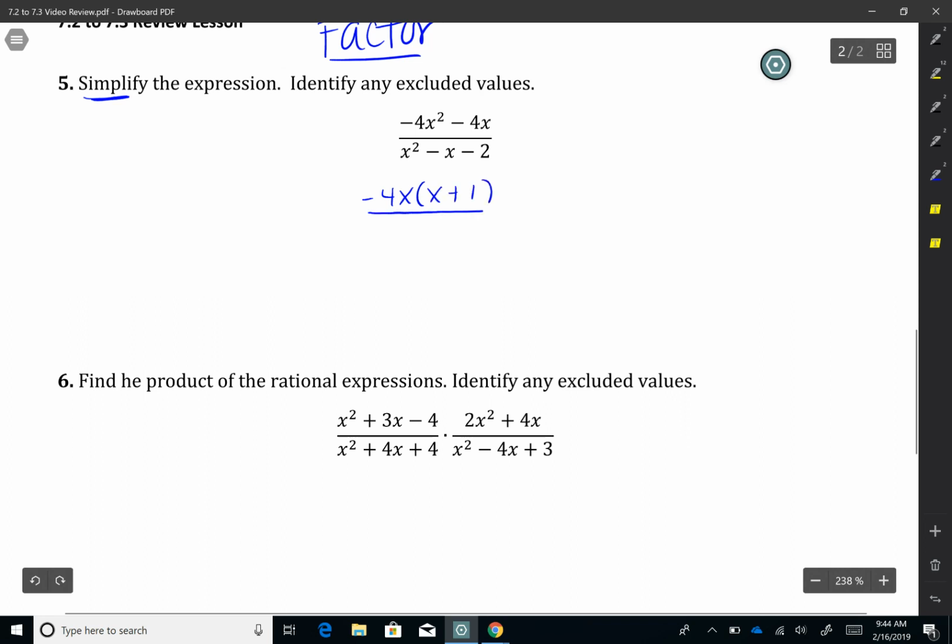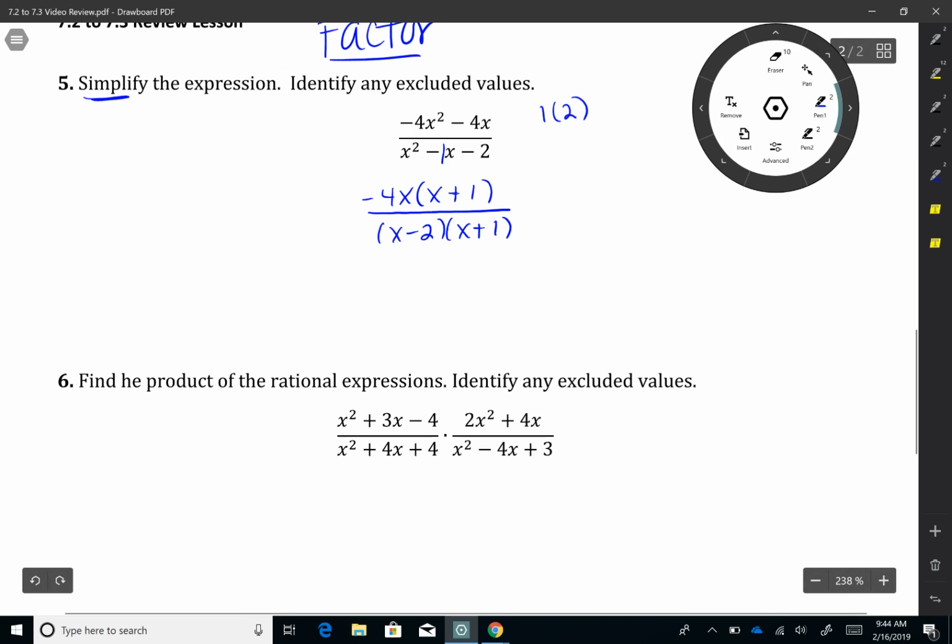In the denominator, I have x squared minus x minus 2. So this is a trinomial, so I think of the factors of 2 that have a difference of negative 1. Well, obviously that's 1 and 2, but I'm going to want x minus 2 times x plus 1. And here is the fun part. We see that we have the common factor of x plus 1, which we'll be able to cancel.